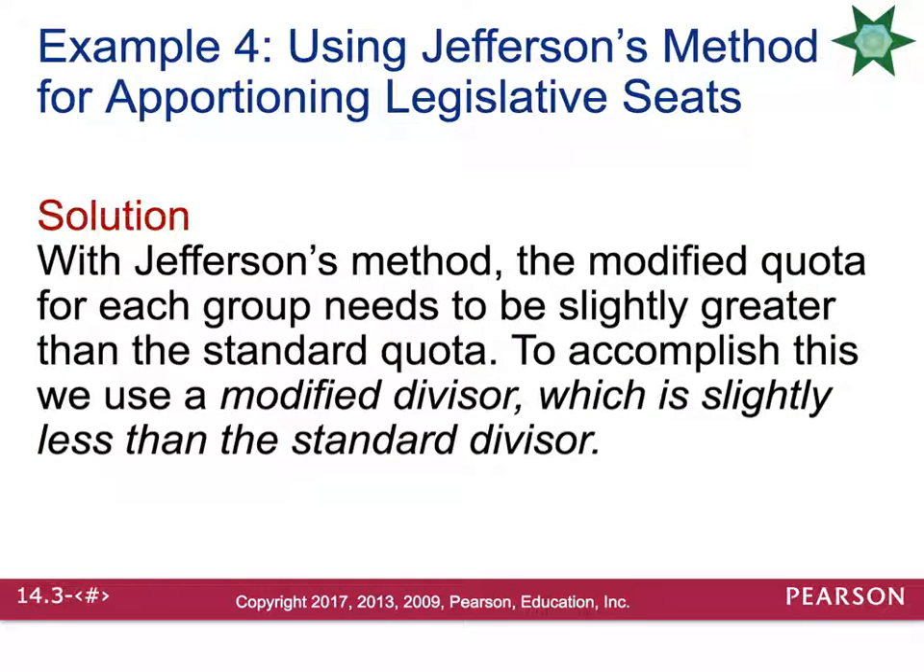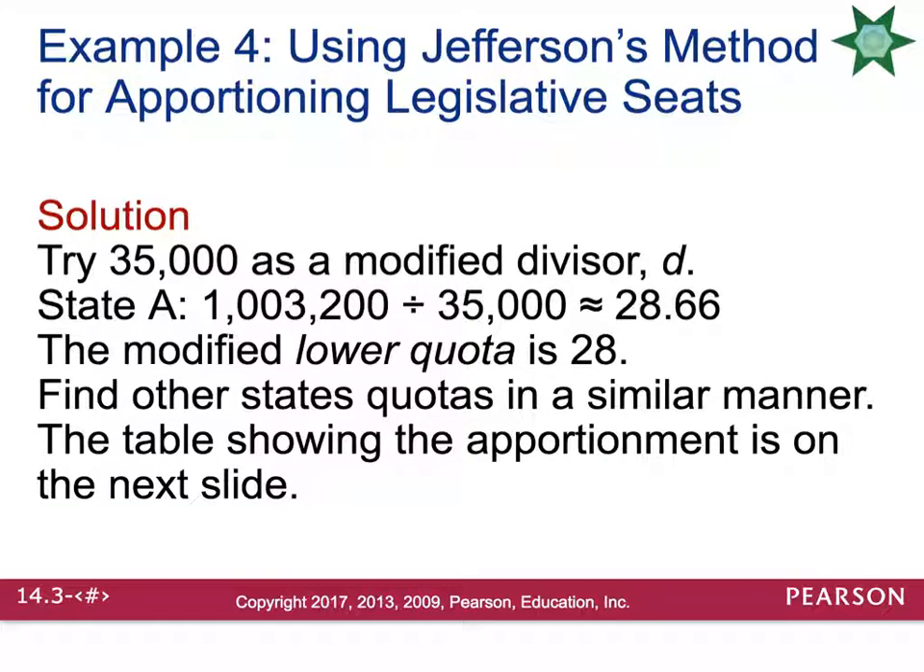With Jefferson's method, the modified quota for each group needs to be a little bit greater than the standard quota. So the way to get this done is to use a modified divisor, not your standard divisor. Your modified divisor needs to be slightly less than the standard divisor. We know our standard divisor is 35,200, so we want to try something a little bit smaller. How much smaller? We don't know. It's trial and error. So we're going to try 35,000, which is slightly smaller than 35,200.